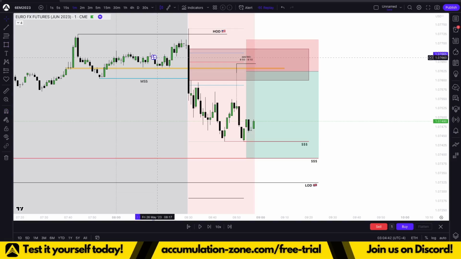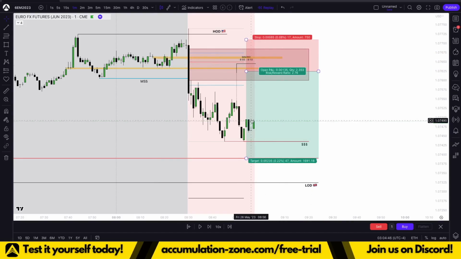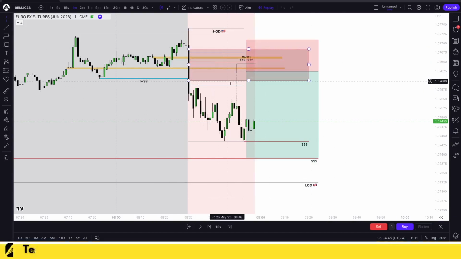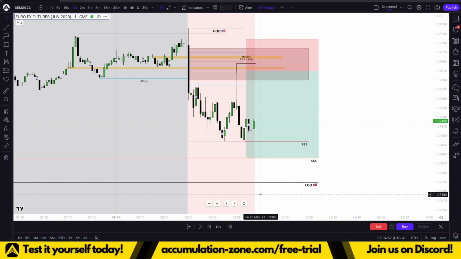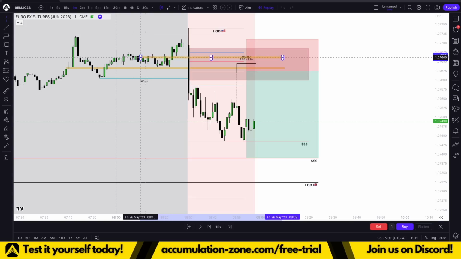Let me draw this out. We can also see that we are inside of a macro from 8:50 to 9:10. So that's a new hourly candle right here once we hit 9 AM. And yeah, we pretty much have everything lined up. This is this volume imbalance. We can drag it out to the left. It is also matching up with this little volume imbalance right here.